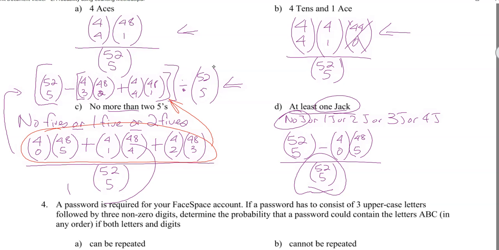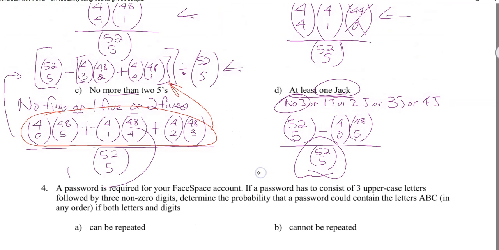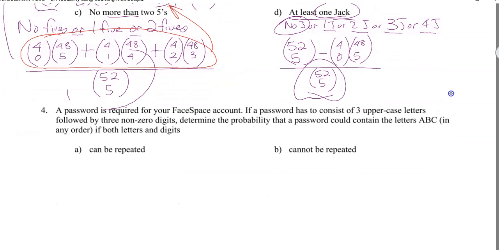Okay, let's get rid of those little circles. Or not. Guess not. And then the other way this could be done is you could go 4 choose 1, 48 choose 4, plus 4 choose 2, 48 choose 3, plus 4 choose 3, 48 choose 2, plus 4 choose 4, 48 choose 1, over 52 choose 5.